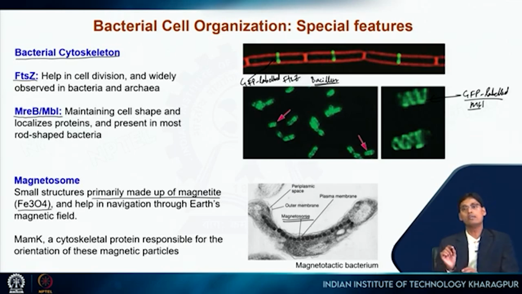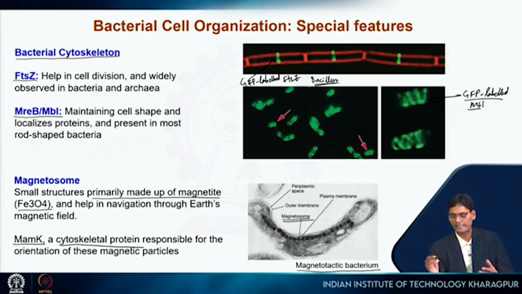So, see, bacteria are so simple, just unicellular organisms, but still they have this kind of complexity. And this MamK protein is again another cytoskeletal protein, which is responsible for the orientation of this magnetic particle inside the bacteria. And we are just showing one magnetotactic bacterium.